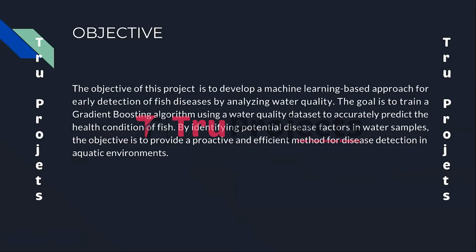The objective of this project is to create a machine learning approach that can detect fish disease early by examining the water quality, using a dataset of water quality information to make precise predictions about the health status of fish. By identifying the factors in the water samples that could indicate potential disease, the project aims to offer a proactive and effective method for detecting diseases in aquatic environments.